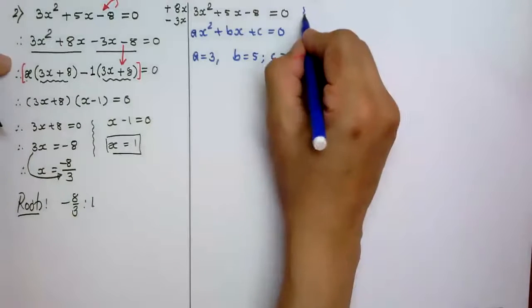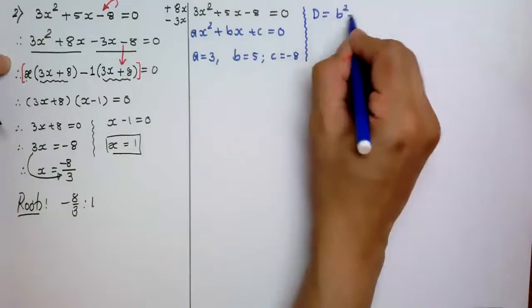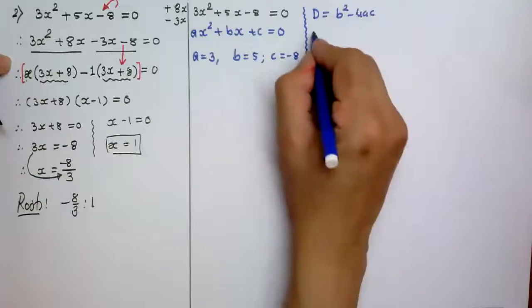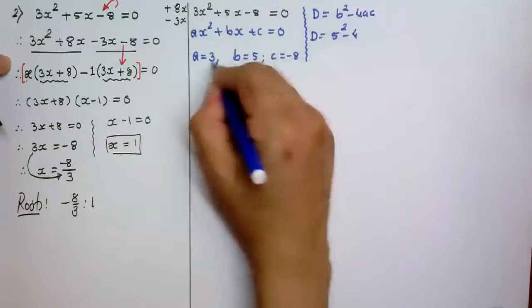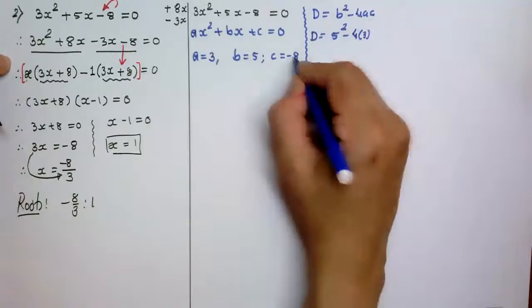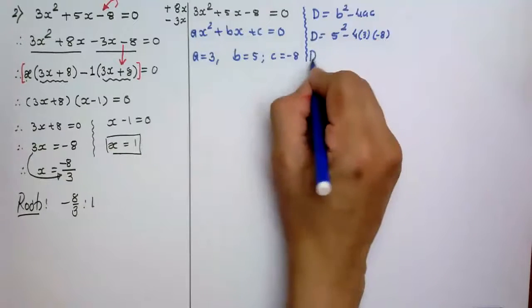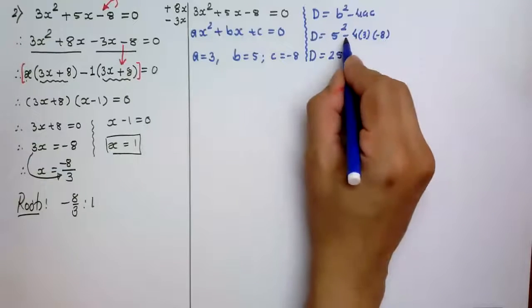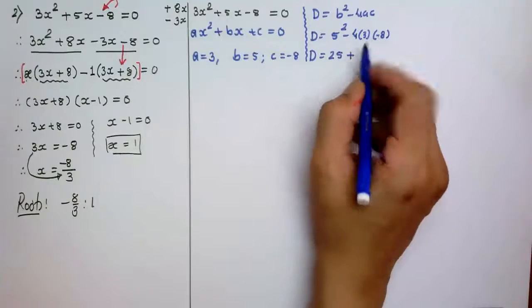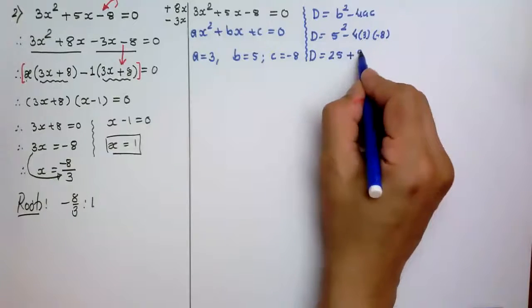Okay, and I should find discriminant D, and that is b squared minus 4ac. b is 5, minus 4, a is 3, and c is minus 8. Okay, 5 square, 5 5s are 25. This minus and this minus are in multiplication. So minus minus becomes plus. 4 3s are 12. 12 times 8 is 96.